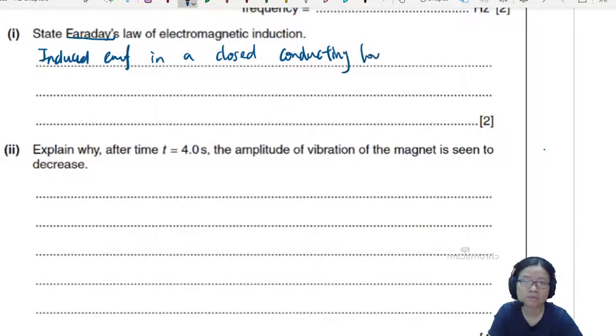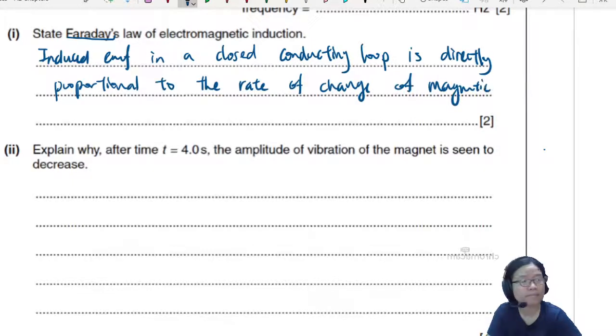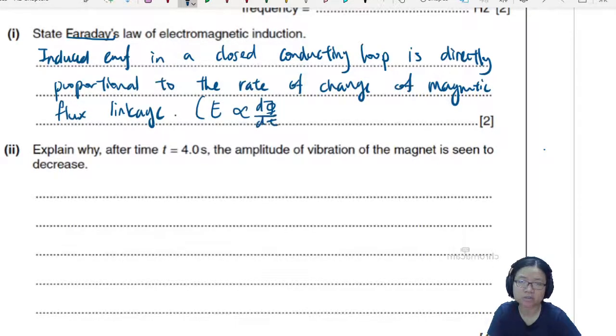conducting loop is directly proportional to the rate of change of magnetic flux linkage. So basically what we're writing is induced EMF E is proportional to dΦ/dt, or dψ/dt.